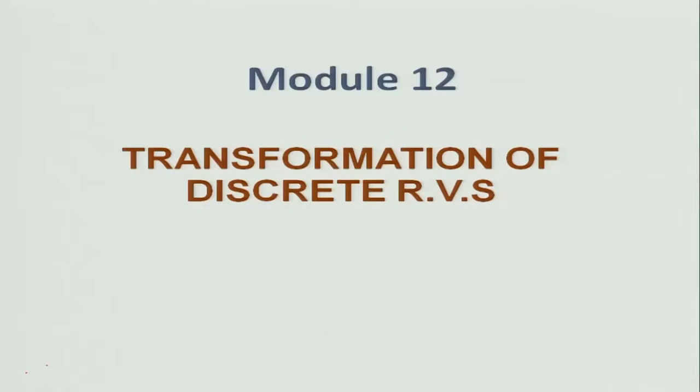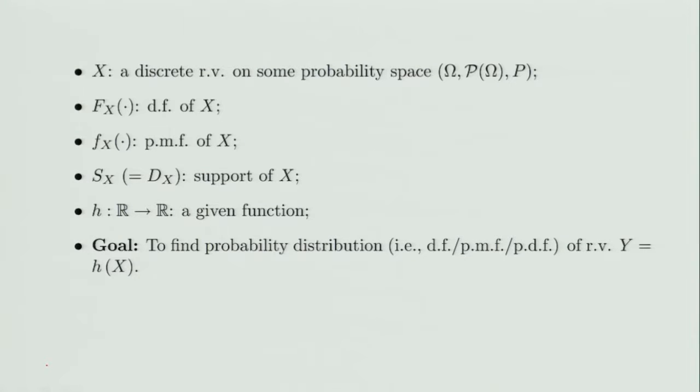So welcome to module 12. This module is about transformation of discrete random variables. So suppose X is a discrete random variable which is defined on some probability space (Omega, P), and suppose fX is a distribution function of X. fX is the probability mass function because we are talking about a discrete random variable, so that is why we are talking about probability mass function.